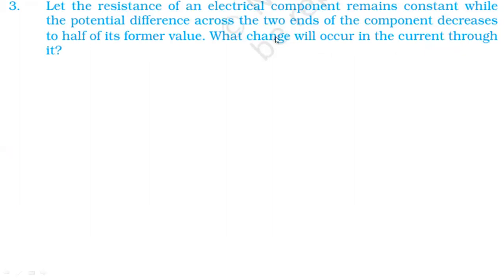Now they are asking what will be the change in current. They are saying if potential difference is decreased by half, what will be the current value? That is all they are asking. And in this case, they are saying resistance is to be kept constant. So let us assume case 1, in case 1, R is constant. They are asking us to keep the resistance constant.